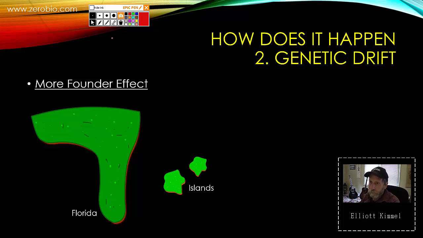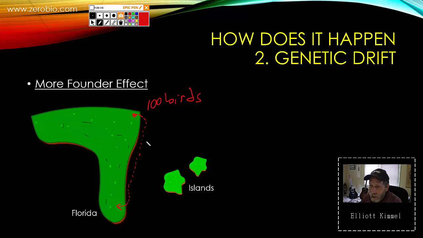Imagine this scenario for the founder effect. Imagine that some birds are up here. We've got 100 birds, and they say, you know what? It's getting cold here. Let's migrate. And then they start their journey, flying along the coast, heading down to Florida. Let's go to Miami Beach, all right?